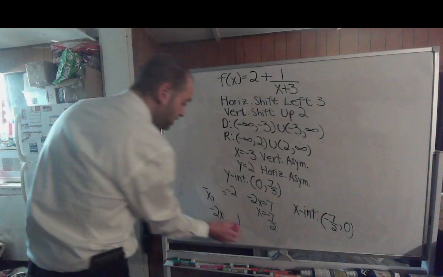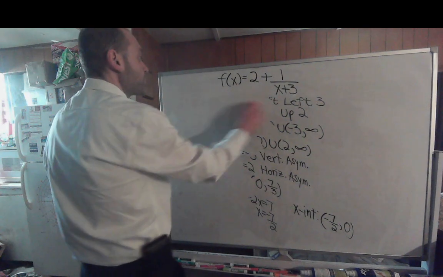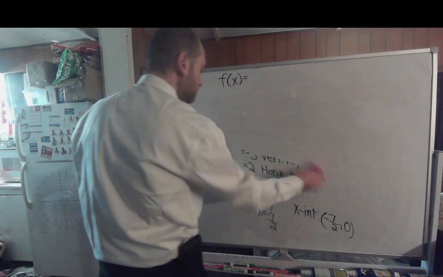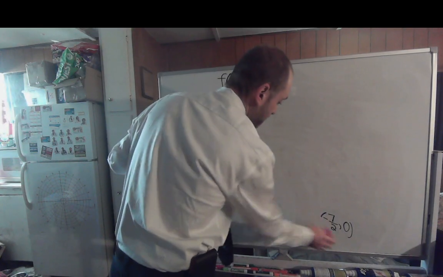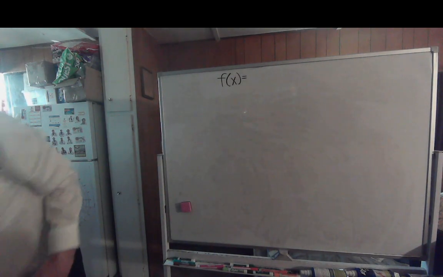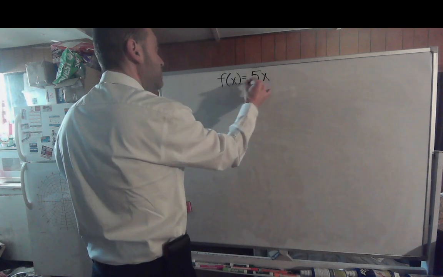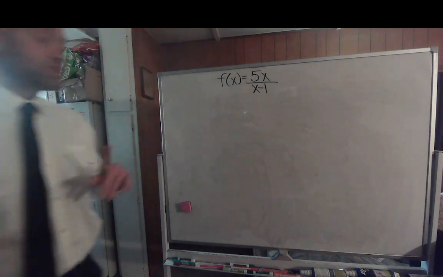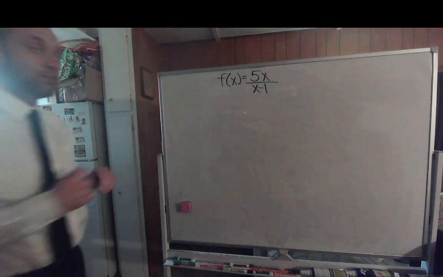All right, let's go on to when the degree is the same. f of x equals 5x all over x minus 1. Observe this time that the degree of the numerator and the denominator are the same.